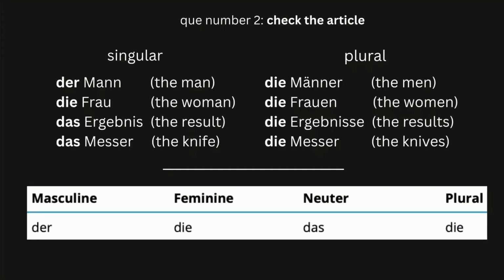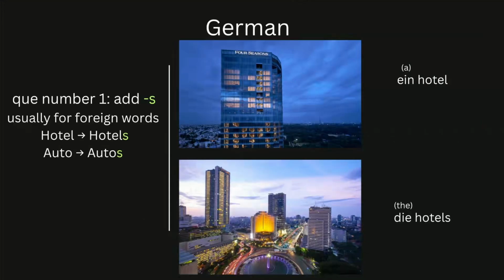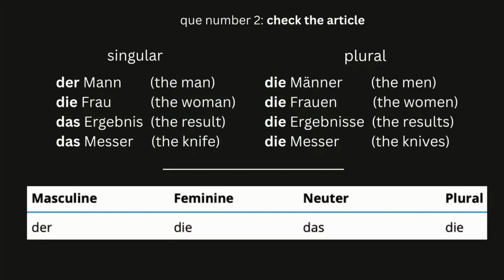To sum it up, in German, you can identify the plurality of the word by seeing whether or not there's an S on that noun. If it has an S, it could be plural. But this only works on foreign loanwords like hotels and autos. The next way is to check the article. You learn that the English article the has multiple translations in German based on its gender and its plurality. The word the can be translated into der, die, das, and die based on its gender, whether or not it's masculine, feminine, neuter, or maybe it's plural.